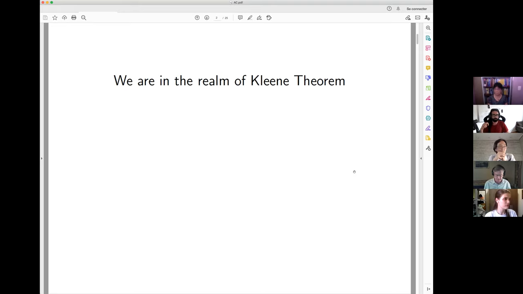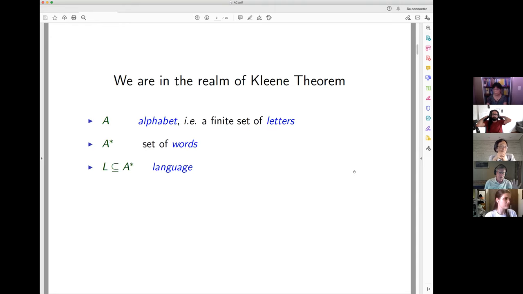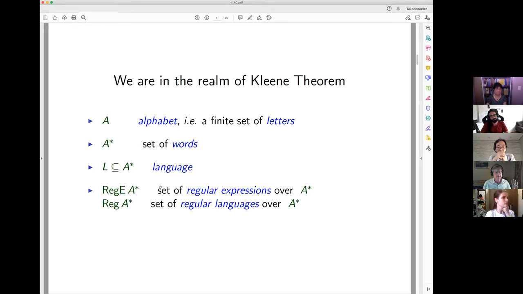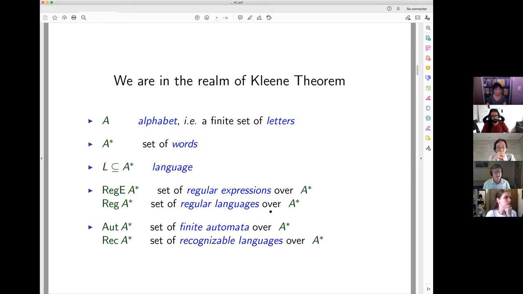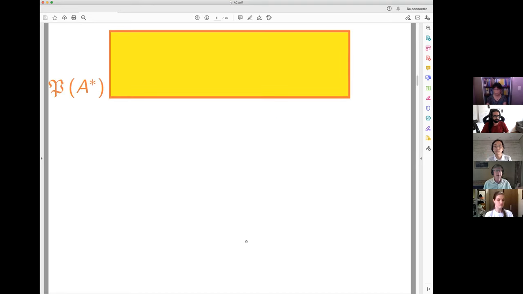You probably, most of you, have heard about it. So I call A the alphabet, A star the set of words, and L is any language a priori. And I shall just write RegE of A star is the regular expressions over A star. And Reg of A star is the set of regular languages over A star. And accordingly, Aut of A star is the set of finite automata over A star, and Rec of A star is the set of languages accepted or recognized by finite automata. Okay, so here are the sets of languages.